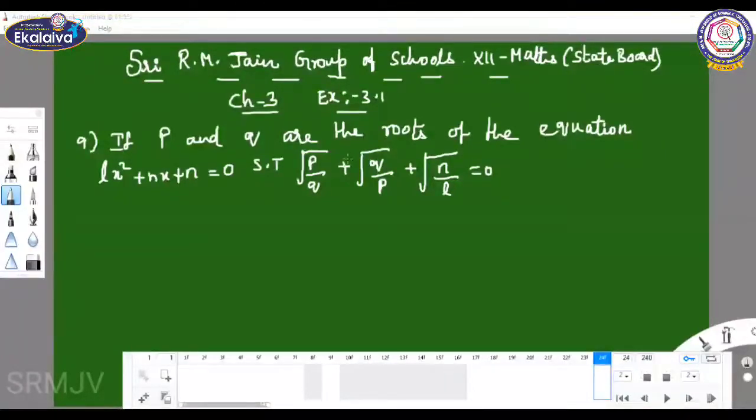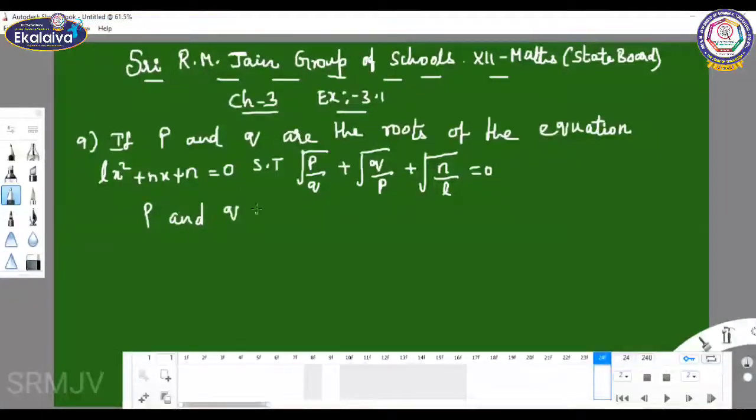See, this is 12th standard Maths State Board, chapter 3, exercise 3.1, ninth sum. If p and q are the roots of the equation lx square plus nx plus n equal to 0, show that root of p by q plus root of q by p plus root of n by l equal to 0. See here in this sum, p and q are the roots of the equation.